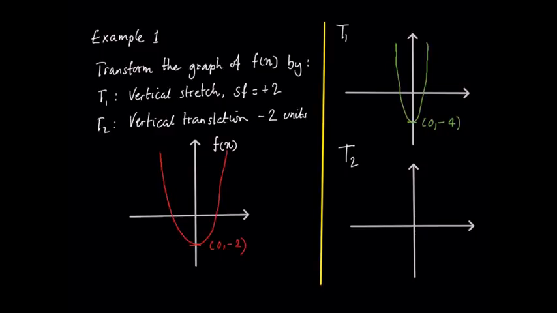Next, we apply T2 to T1. So T1 is the intermediate step, and T2 is the final step. Looking at the graph of T1, we have to apply a vertical translation to that graph of -2 units. So we just imagine shifting this curve downwards by 2 units. And if we do that, our new intercept will be at (0, -6). And that's all there is to it. Let's have a look at another example.